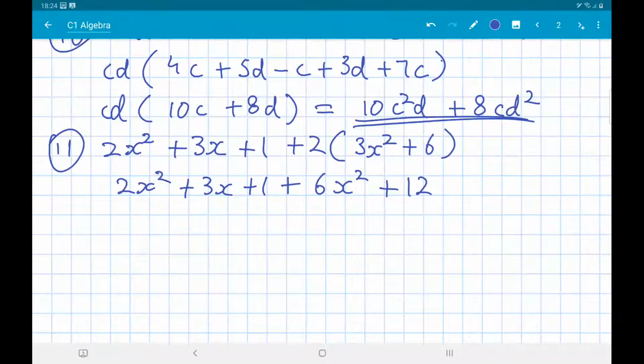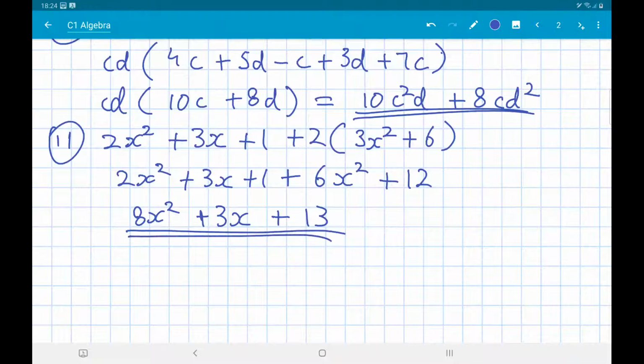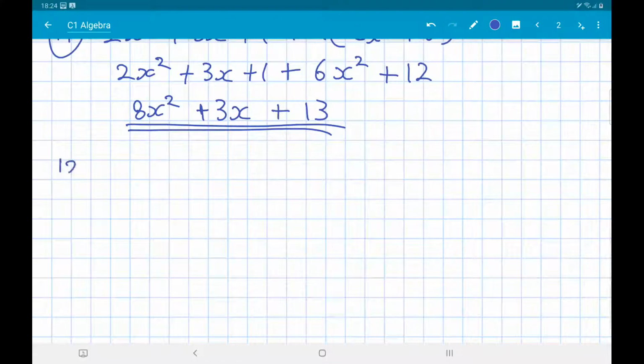Okay. So now we have three different terms. I appreciate that. Cool. Yeah, so bringing it down, we have 8x squared plus 3x, lonely x, plus 13. I think that was a little bit rude. It's not a lonely x, it's 3x. That's the answer. Moving on.